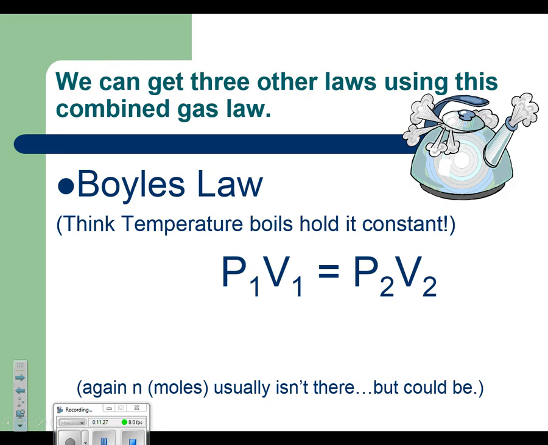I'm going to go through these laws pretty quick. These next laws, they all are the ideal gas law. We just put them together, solve for R, and then we drop out what we don't need anymore, what remains constant. Combined gas law is P1V1 divided by T1 equals P2V2 divided by T2. You could also have N1 and N2 on the bottom.